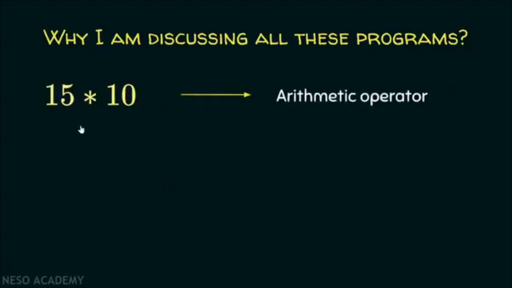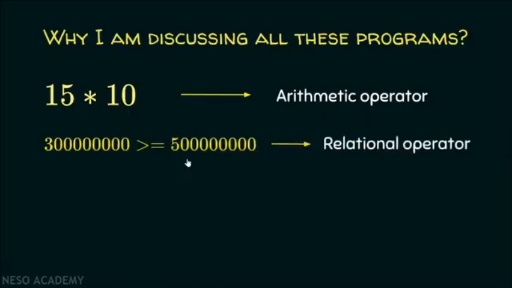What you did in the first program is that you multiplied these two values, 15 and 10. The multiplication operator in C programming is also called an arithmetic operator. Note down this thing. When you compared the turnover of the two companies, you applied an operator which is greater than equals to. This operator is also called a relational operator in C programming, because this operator is used to find out the relation between two values.